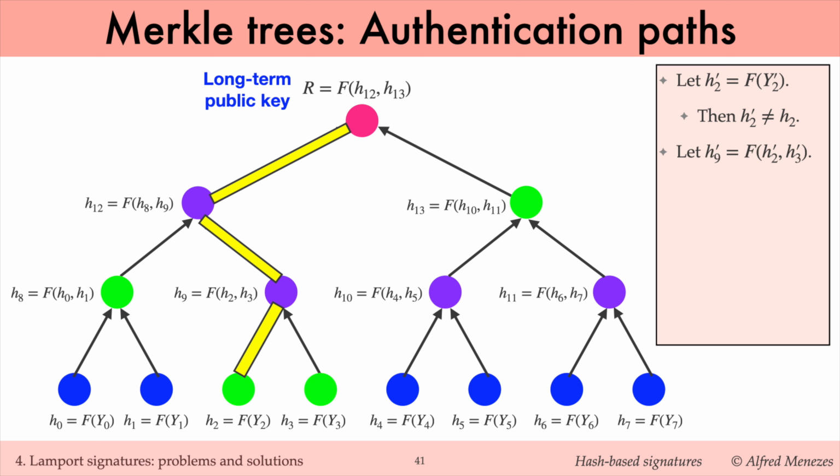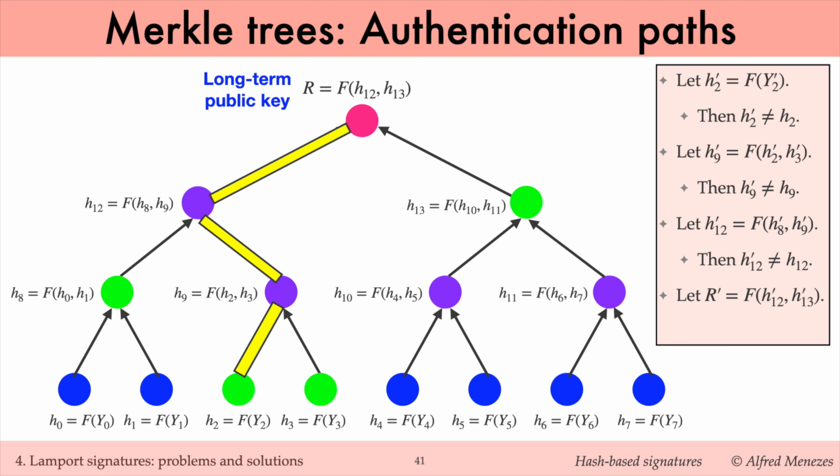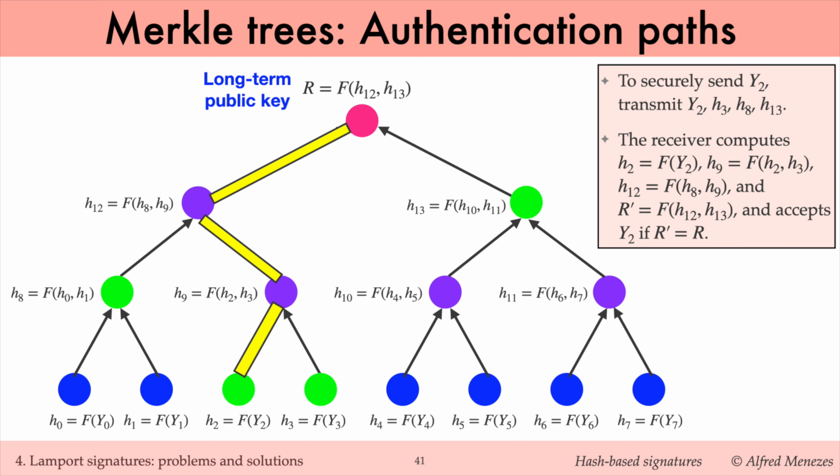Since H2 changes, so must H9, otherwise the adversary has found a collision for F. Similarly, since H9 changes, so must H12. And since H12 changes, so must R. Thus, thanks to the collision resistance of F, the adversary is unable to replace Y2 with the public key of its choosing.